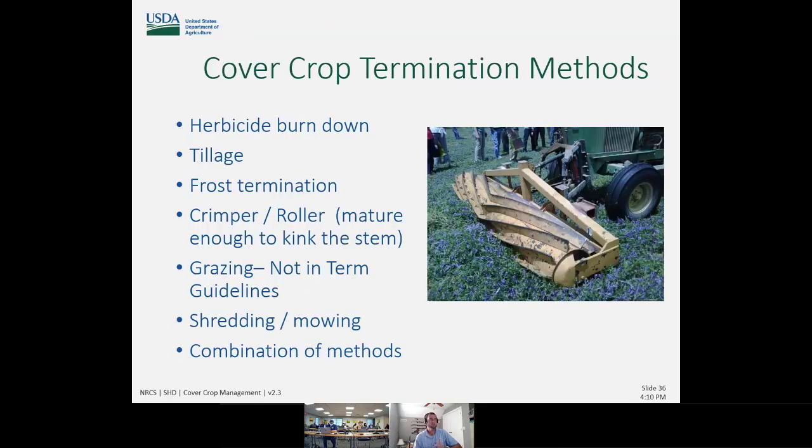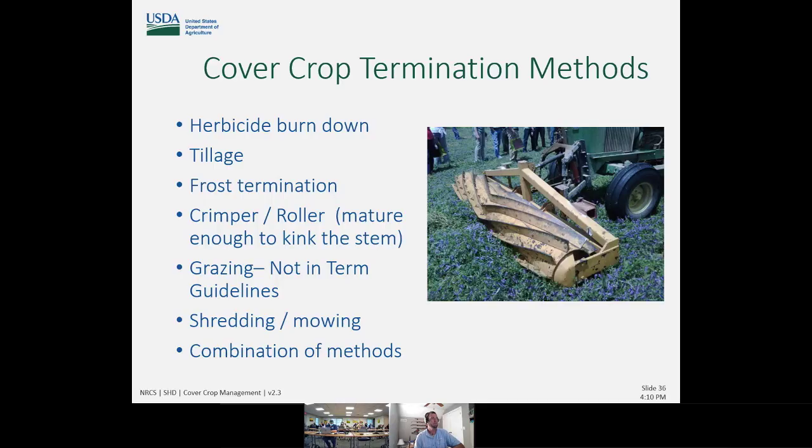Cover crop termination methods: things like herbicide burn down, tillage, frost termination, crimper roller. We want to make sure that that residue is mature enough that we would actually kink the stem. Usually for small grains, that's going to be at soft dough. Legumes usually need to be at 50% bloom or higher. Grazing could be utilized to terminate, but it's not going to be a lot in most of the state guidelines. Shredding or mowing may be very, very popular amongst vegetable producers, but I'm going to think that a lot of the time we find that usually a combination of these above methods are utilized in terms of termination of different cover crops.